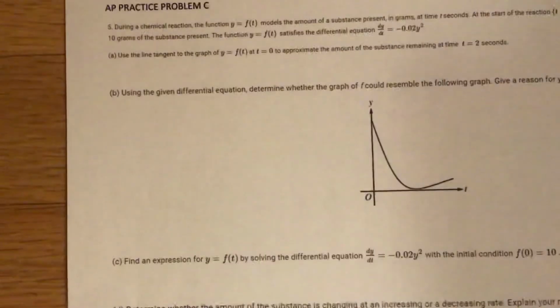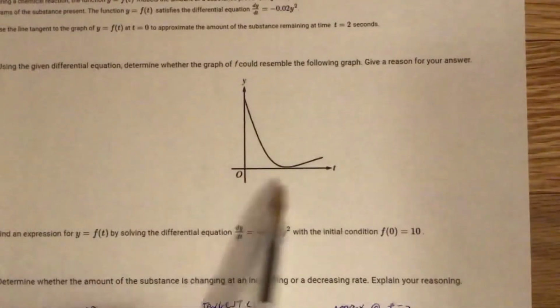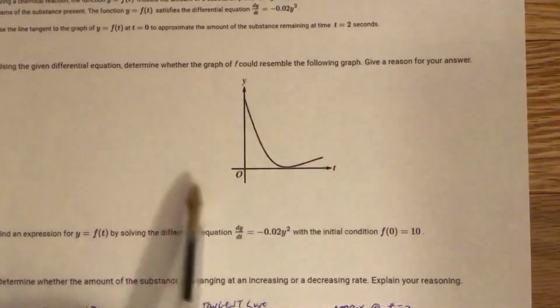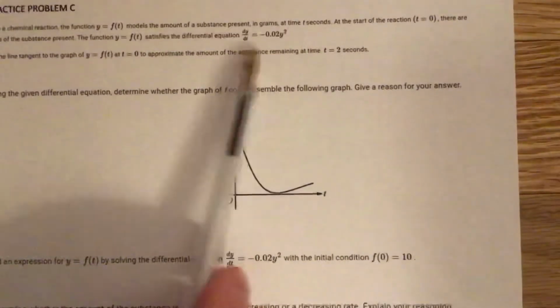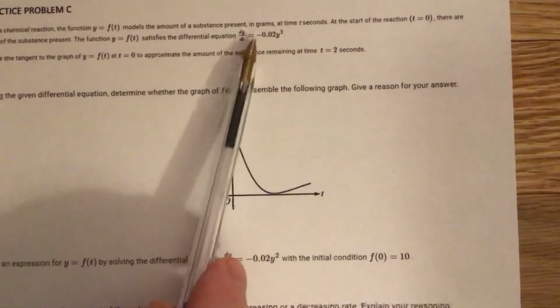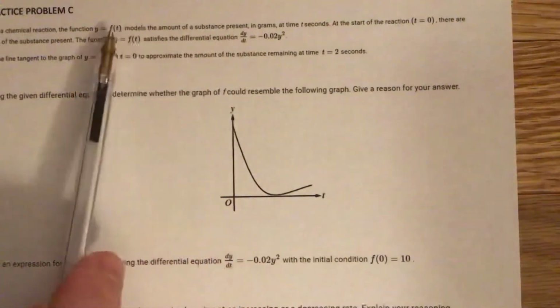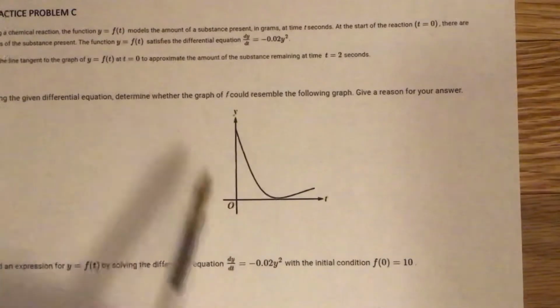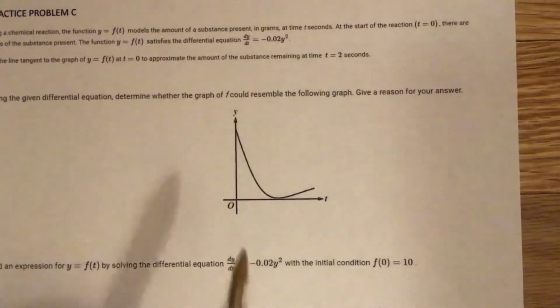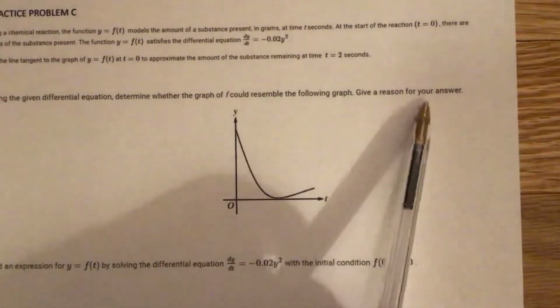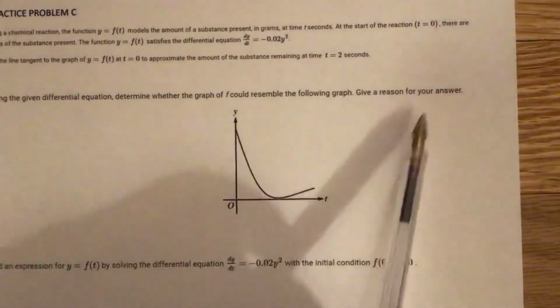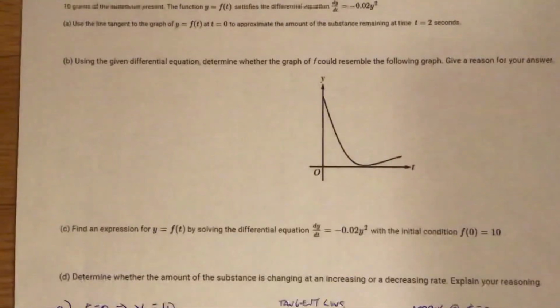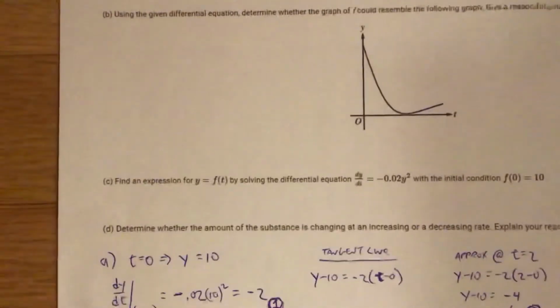Part B asks us to see if this thing could be the original function. So we have the derivative. Could this derivative give us a function that looks like this, or come from a function that looks like this? The answer is actually going to be no. We'll have to say why. So I'll tell you why this can't be, and that'll get us a point for that.